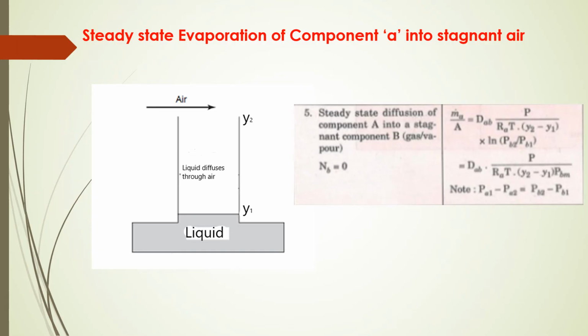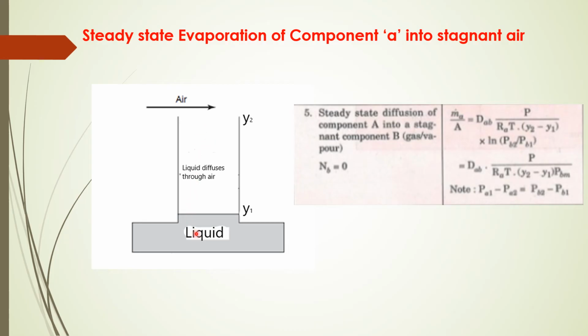Okay, so the third case is steady state evaporation of component A into stagnant air. Now we will consider a container which has a height of y2 minus y1, and at the bottom the liquid is there and it is open to atmosphere. The liquid will try to evaporate from this surface, and during this evaporation the liquid in its vapor state will diffuse through this atmospheric air.